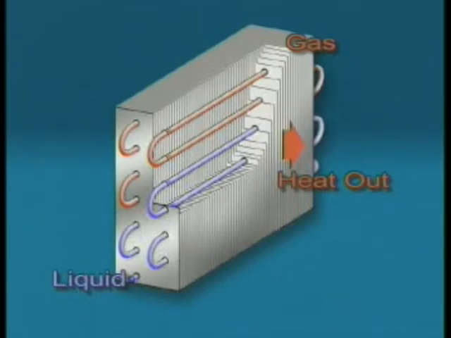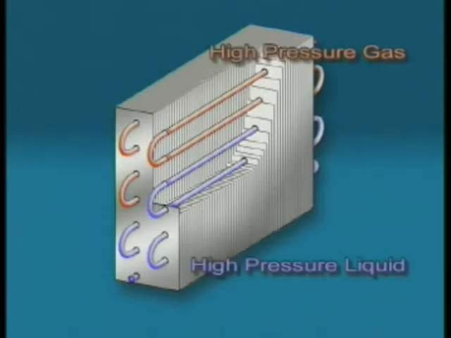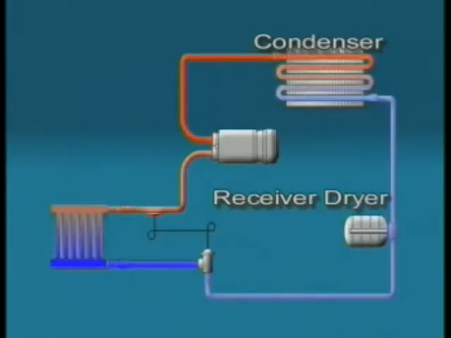The gas enters the condenser at the top and passes through a series of coils. As the temperature of the coils is higher than the outside air that is passing over the coils, the heat of the gas is released to the atmosphere. As there is a temperature change, there's also a change in the state of the refrigerant from a high-pressure gas to a high-pressure liquid. The high-pressure liquid refrigerant leaves the lower condenser and goes to the receiver dryer or the accumulator, depending on the system.